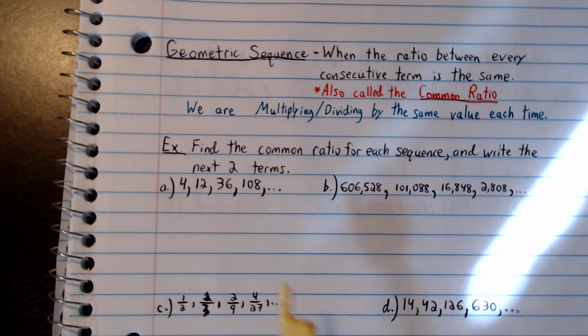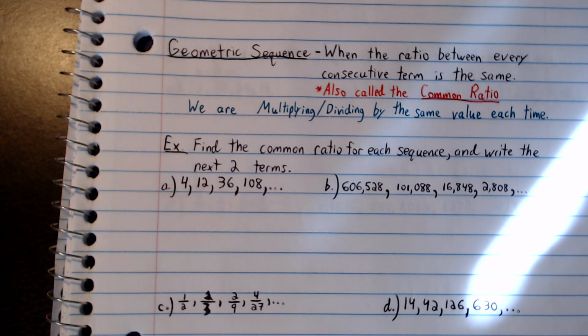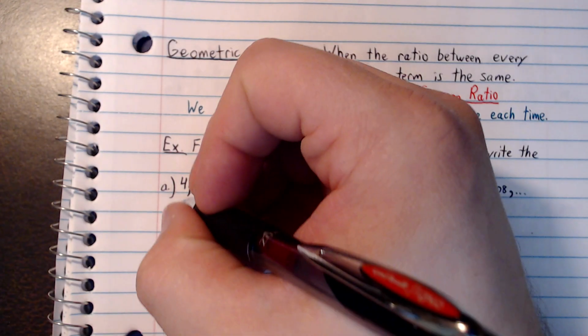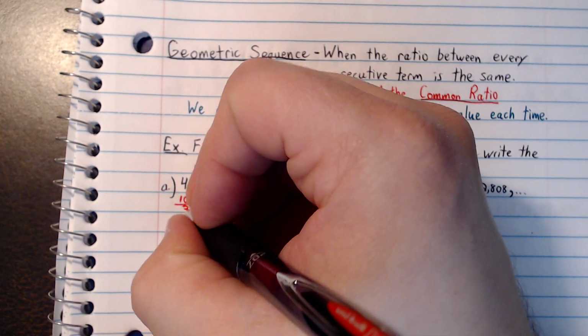So you have a couple problems here that say find the common ratio for each sequence and write the next two terms. So basically what we were just doing at the top. But this time we're using some division. And again, use your calculator if you need to. I'm going to take 108 and divide it by 36.